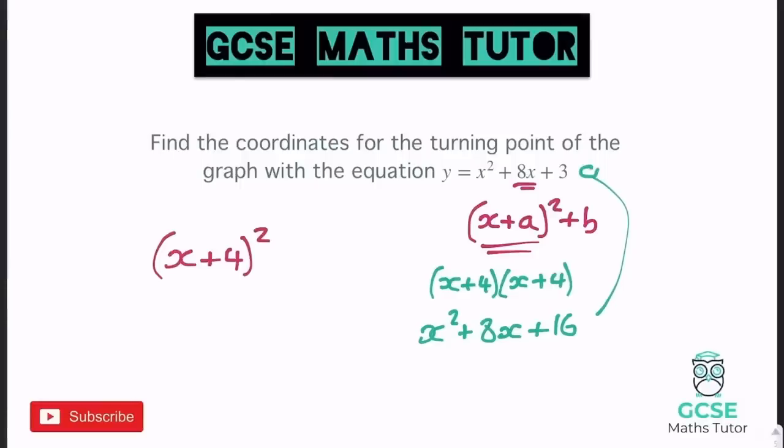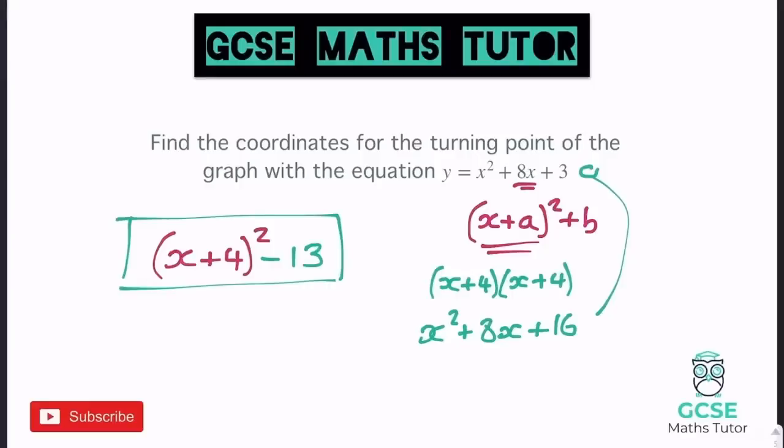So in order to make sure 16 becomes 3, we would have to subtract 13 from this double bracket there. 16 take away 13 gives us 3. So that is actually written in completed square form there, and that is how you do it. Now you don't have to fully expand the double bracket. You can just think, okay, well 4 times 4 is 16, that's the number I know I'm going to get at the end. So I'm going to have to take away 13.